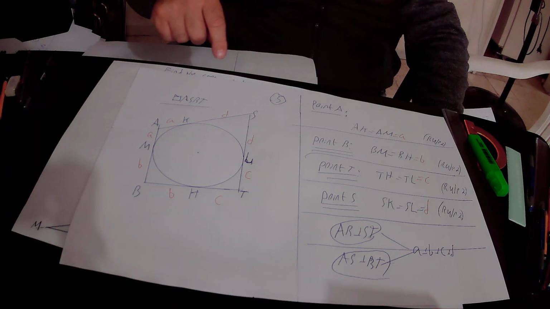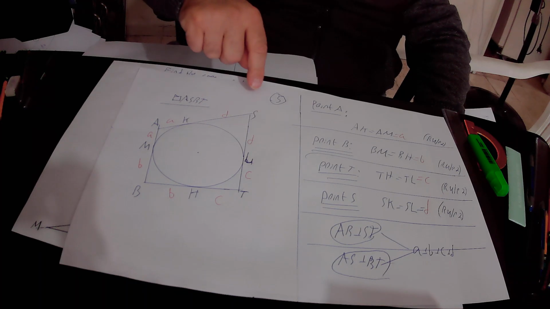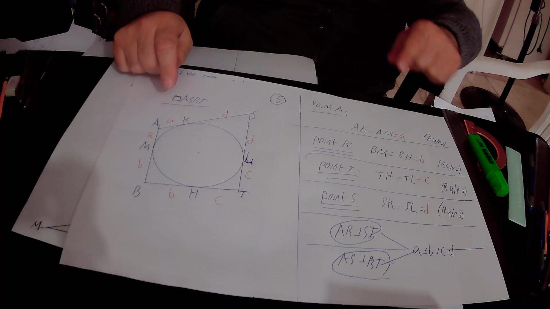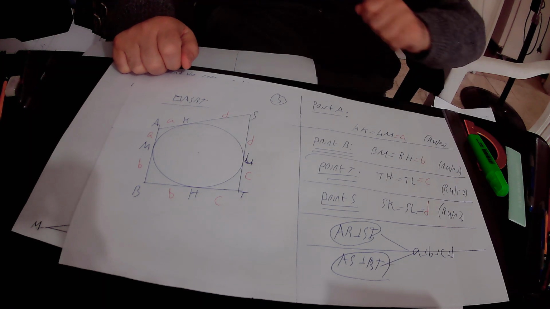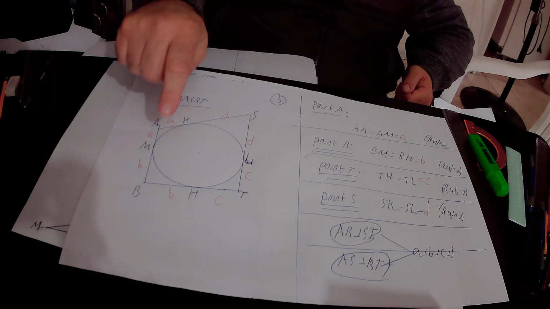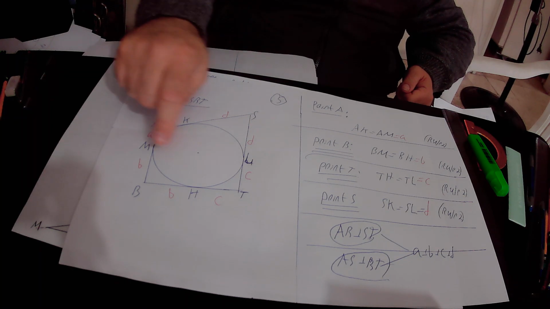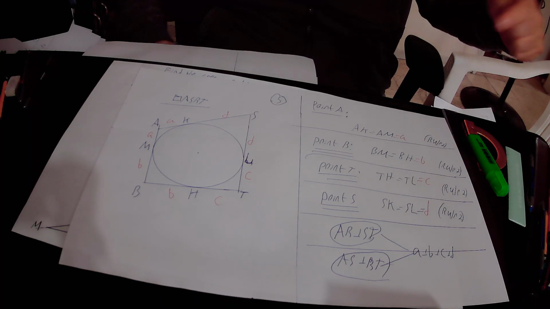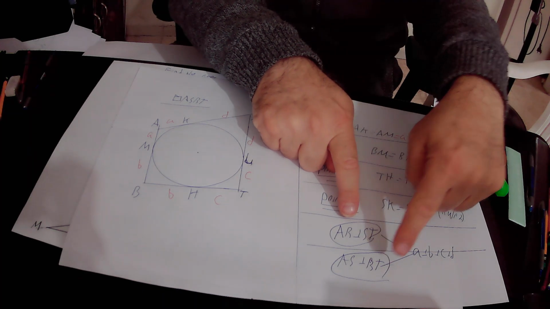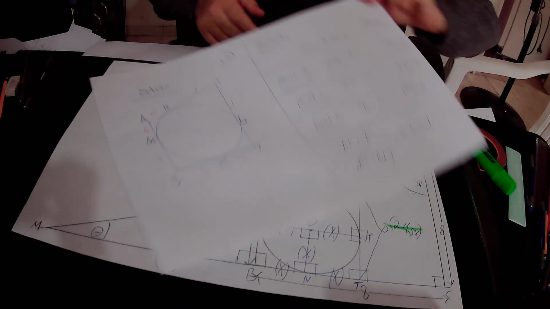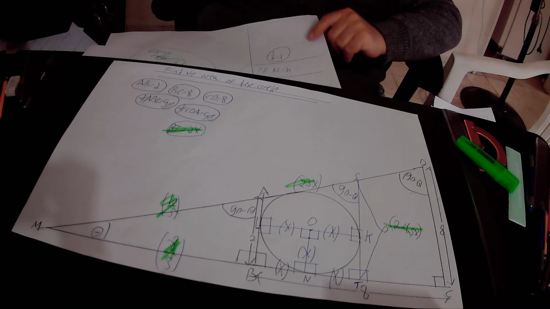Then we join side AB to side ST. AB plus ST, in total, is equal to a plus b plus c plus d. In the next step, we join side AS to the opposite side BT. AS plus BT is also equal to a plus b plus c plus d. So those two expressions are both equal to a plus b plus c plus d, therefore they are equal to each other.